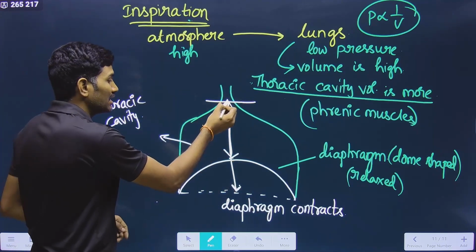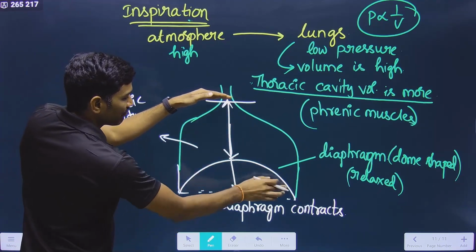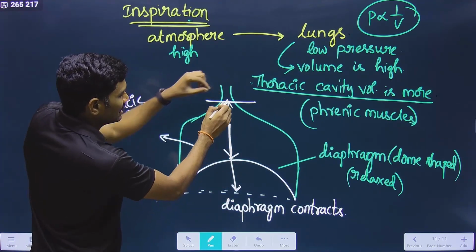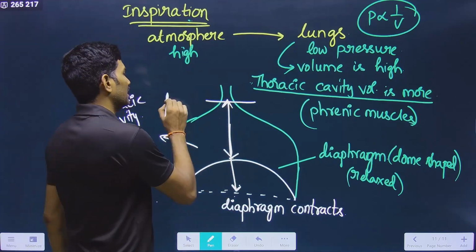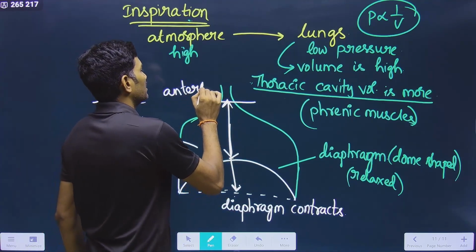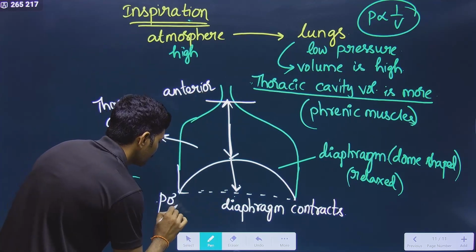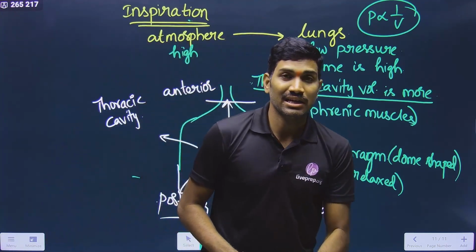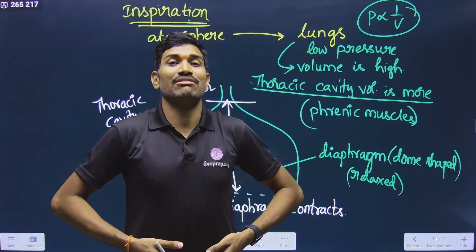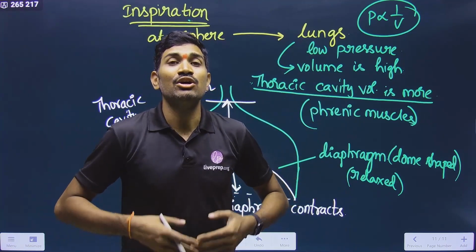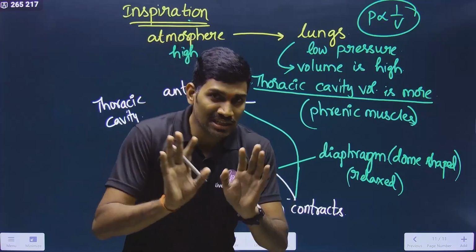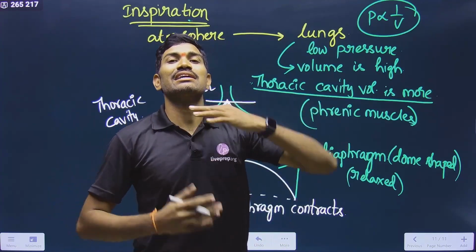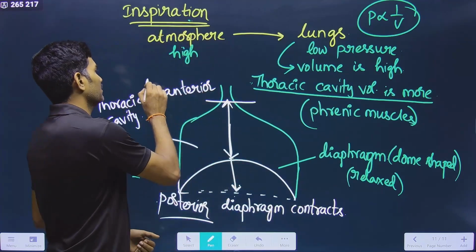That means antero-posteriorly, due to diaphragm contraction, it is moving down. So the volume is increasing in the antero-posterior direction. This is the anterior, this is the anterior, and this is the posterior. Please remember these words were used very clearly in NCERT. So due to contraction of the diaphragm, due to contraction of phrenic muscles, volume of thoracic cavity is increased, correct? But in which direction? Antero-posteriorly it is increased. This is one point that is happening.